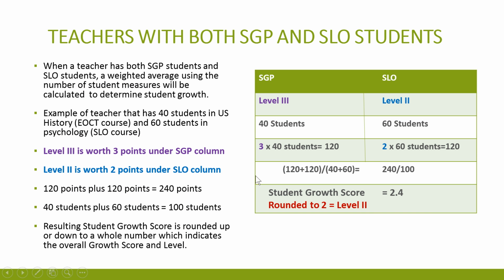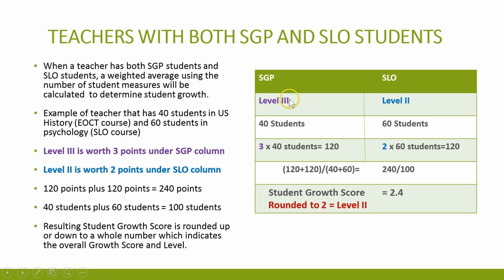Teachers that teach both SGP courses and SLO courses, maybe you teach, and I gave an example, if you teach U.S. history, you have 40 students in U.S. history, that is an EOCT course, and that same teacher teaches 60 students in psychology, which is an SLO course. This is the way the state will calculate what your TEM score is going to be once growth is taken into effect, which is not this year and probably not next year according to the DOE. We're just playing it by ear at this point for next year.